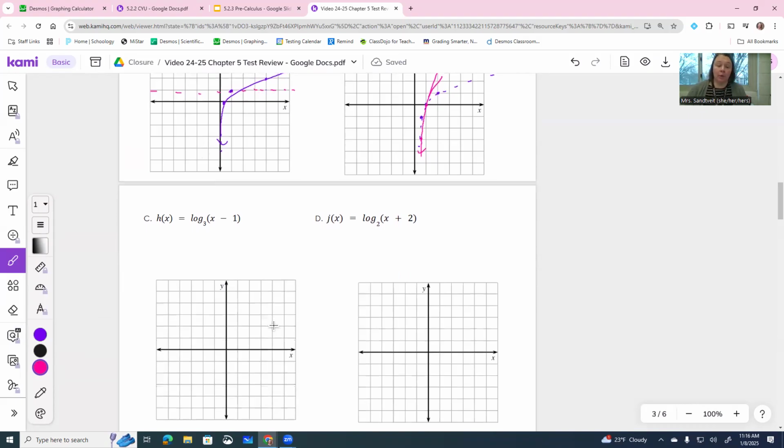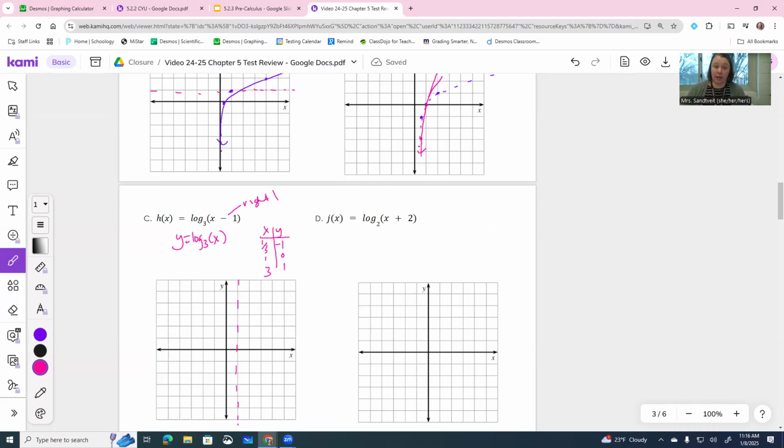All right, this one, I know this causes a shift right 1. So for me, I would just put in a shift right of 1. It's like my y-axis is moved to the right 1. And I would make a table again for log base 3 of just x, where I pick my y values, -1, 0, and 1. And I think, okay, 3 to the negative first is 1/3. 3 to the 0 is 1. 3 to the first is 3. And you could plot those points and then move them all to the right.